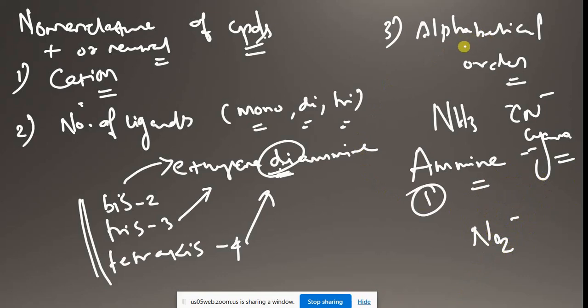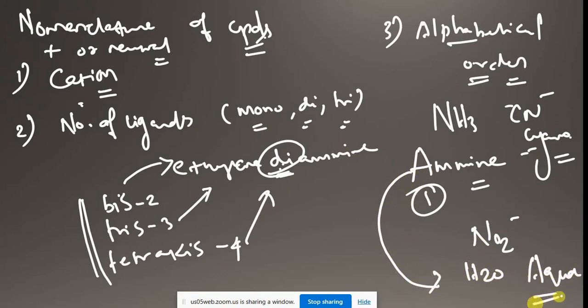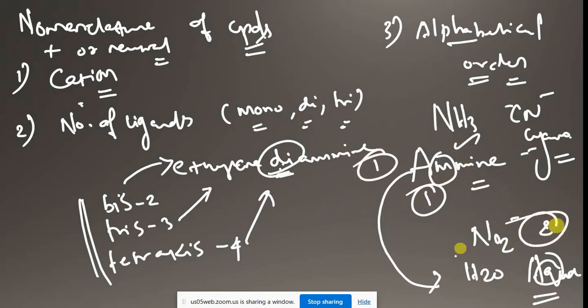So it should go as per the alphabetical order. Then there is a confusion here. Amine also starts with A, and there is another ligand, H2O, which we call aqua. If both ligands are present, what do we do? We go for the second letter. Which second letter comes first? So first we go for amine and next we go for aqua. This is the way to write the names of the ligands alphabetically.